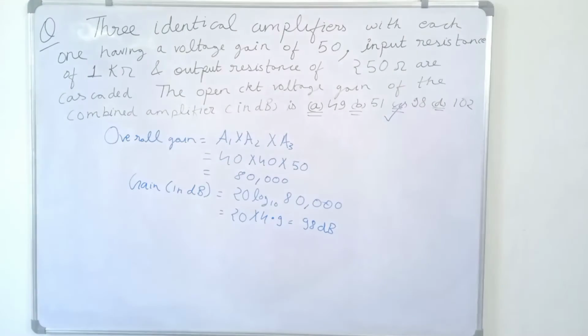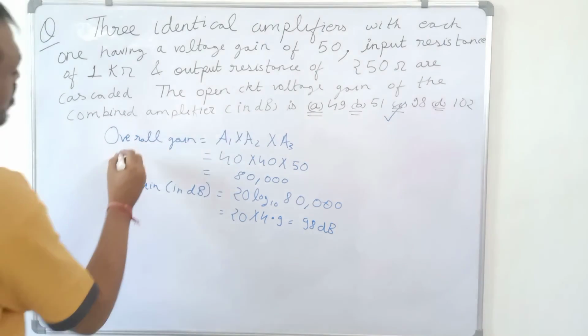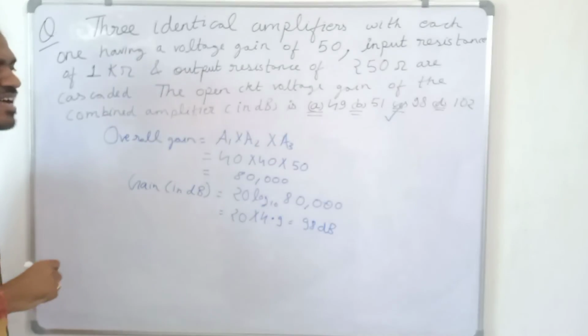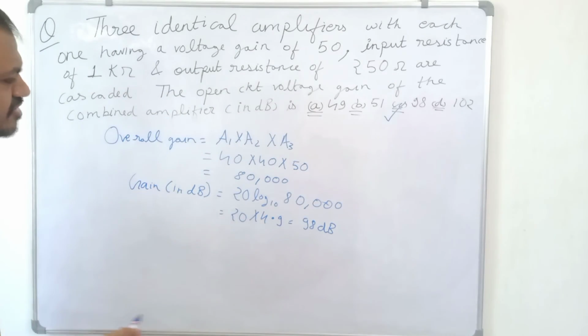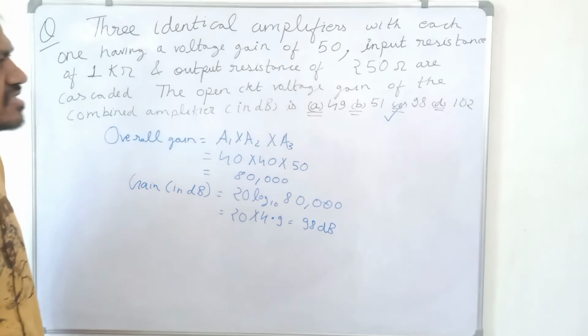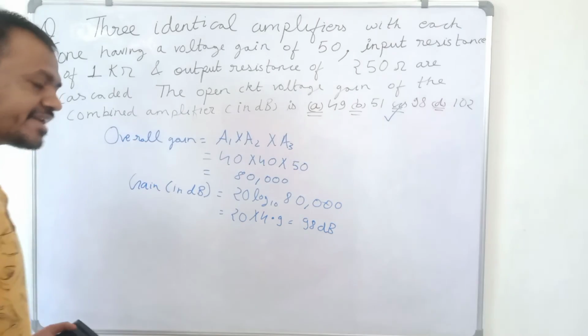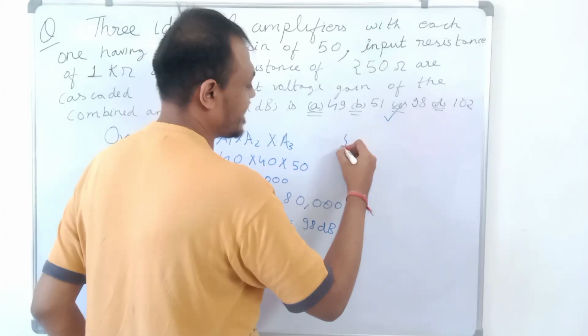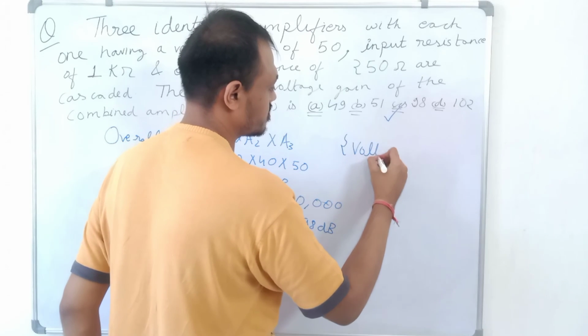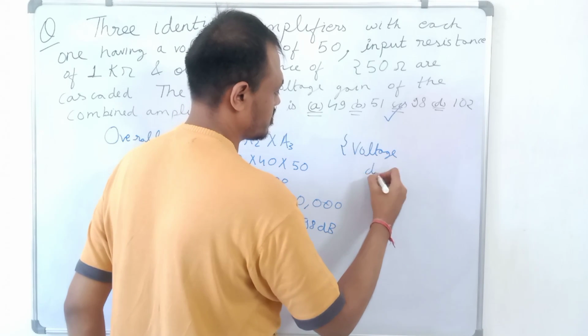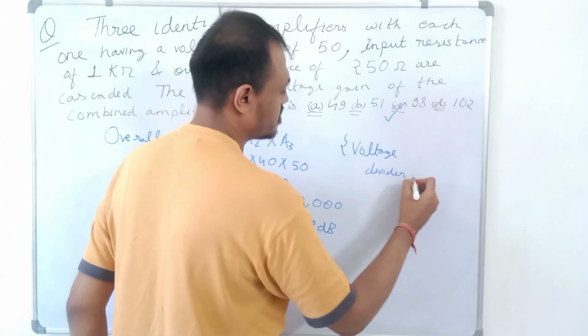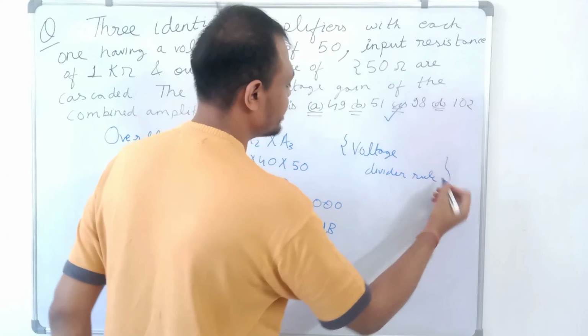All these options are in dB. So for the overall gain, we have to calculate the gain of each individual stage and then multiply them, because these three amplifiers are cascaded. And for calculating the gain of the individual stage, we just have to use the voltage divider rule.